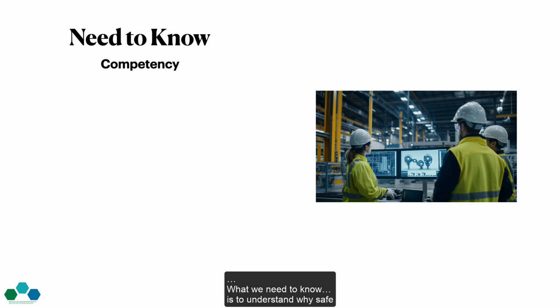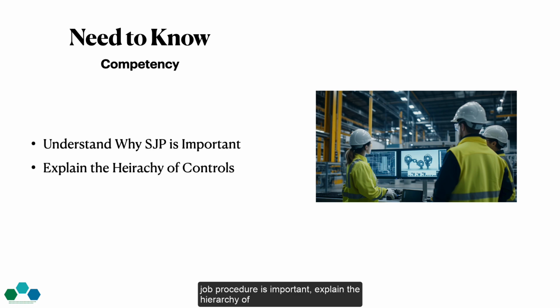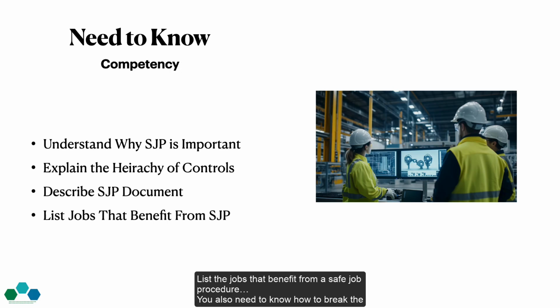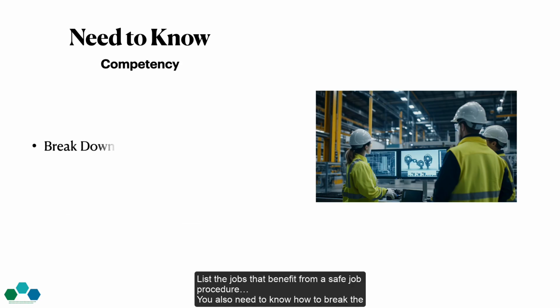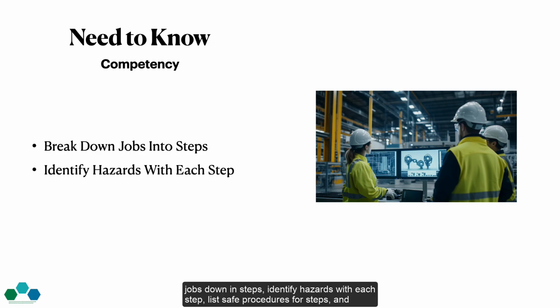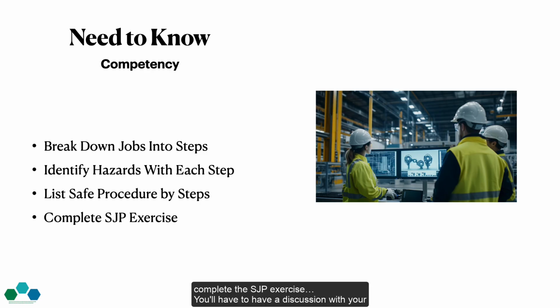What we need to know is to understand why safe job procedure is important, explain the hierarchy of controls, and describe the safe job procedure document. List the jobs that benefit from a safe job procedure. You also need to know how to break the jobs down in steps, identify hazards with each step, list safe procedures for steps, and complete the SJP exercise.